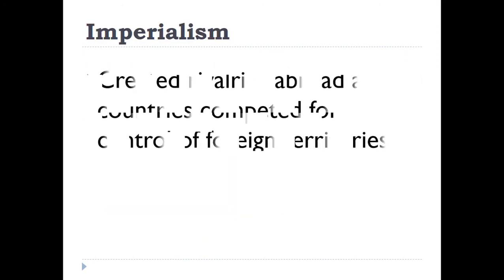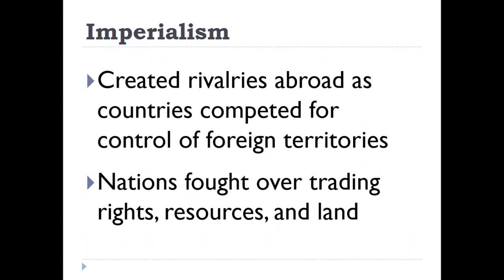How could this lead to war? Well, if both countries want the same piece of land, they're going to come into conflict over it. In the video, you might have seen that France and Germany almost went to war over controlling Morocco. So it's going to create rivalries abroad as well as at home. Nations are fighting for trading rights, for resources, as well as land.